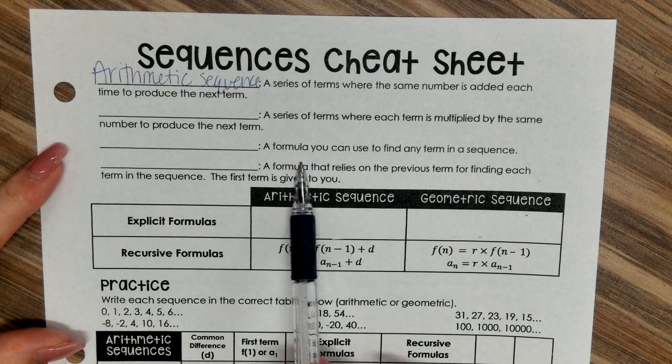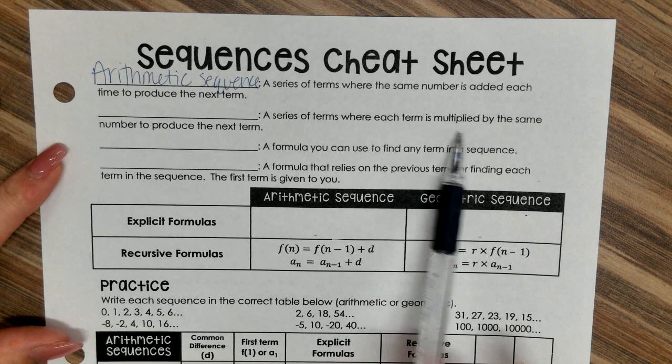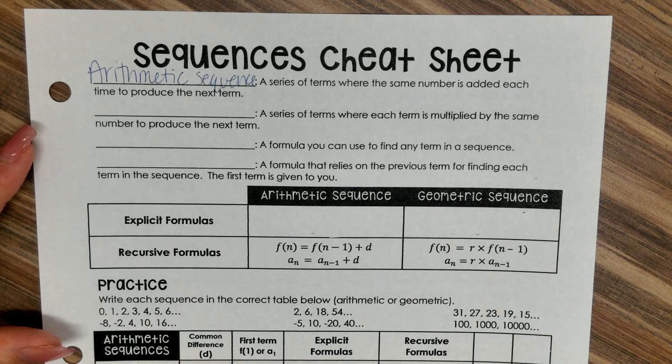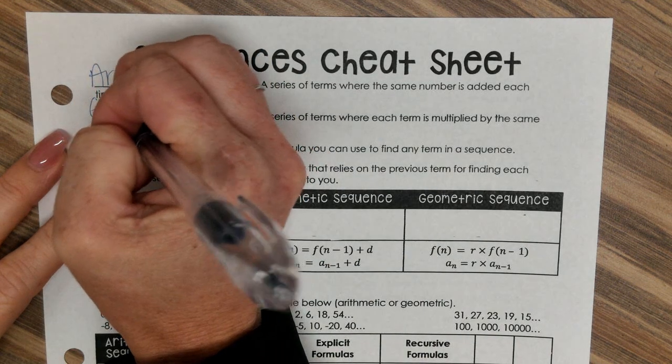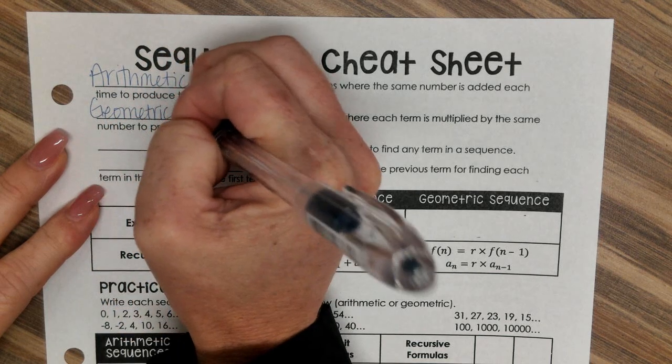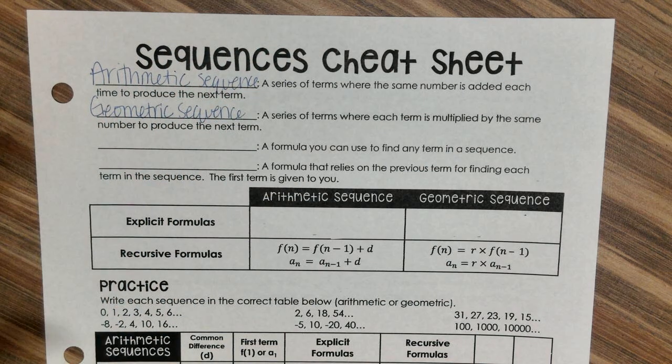The next one is a series of terms where each term is multiplied by the same number to produce the next term. What do y'all think that is, based off of what I've taught you? Think of the different functions I've taught you. I've taught you linear, exponential, and quadratic. What is that, if I multiply by the same number every time? It's an exponential function, but this is called a geometric sequence. But if I was to graph it, it's exponential. So you've already learned these.